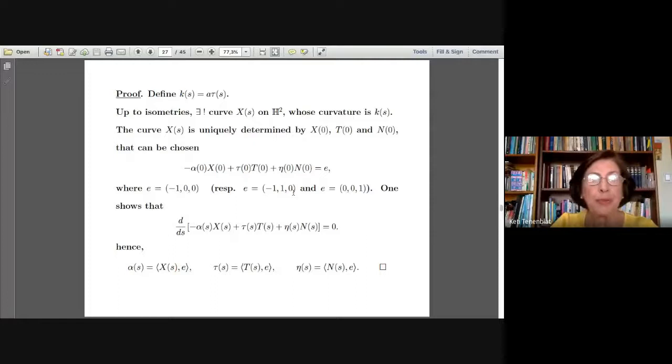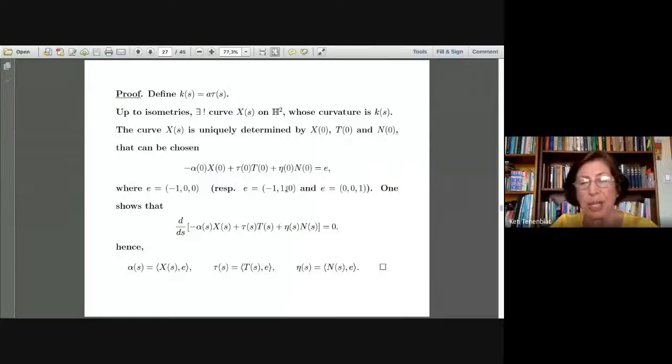Now the proof goes as follows. You have a solution, you define K(s) to be A times tau of s. Now once you fix the curvature, there exists a unique curve in the hyperbolic plane whose curvature is K of s. Now the curve is uniquely determined in the hyperbolic space when you consider the vectors x, t, and n at s equal to zero, for example. So we can always choose those vectors such that minus alpha naught x naught plus tau zero times t plus eta zero n is equal to e, where e is equal to one of those vectors. So this vector is determined, as I said, by the initial condition.